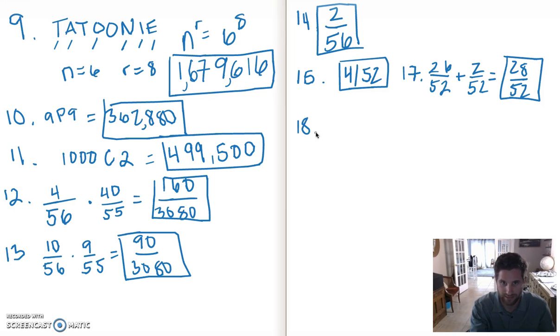All right, 18. We're almost there. A club or a heart. Well, club's 13, heart's 13. That's going to be 26 out of 52, or 1/2 of the deck.